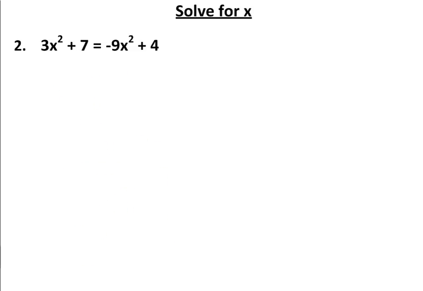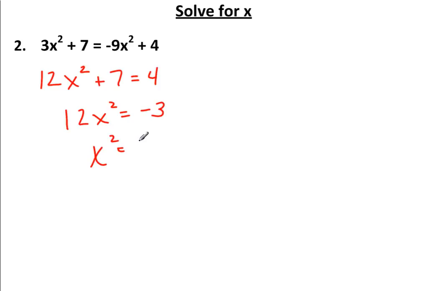Let's look at another example. Here I have x squareds on both sides. It doesn't matter what side of the equation you move them to. I'm going to choose to move them to the right. So I'm going to add 9x squared to both sides, which is going to give me 12x squared plus 7 equals 4. I'm then going to subtract 7 from both sides to get a negative 3. I'm going to divide both sides by 12, which gives me negative 3 over 12. And I'm going to choose to simplify that to negative 1/4. And now here's where I have to take the square root of both sides.